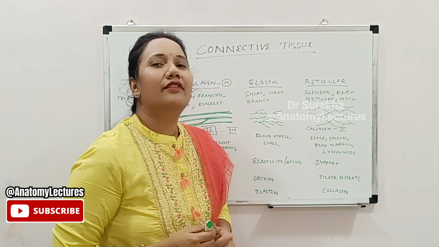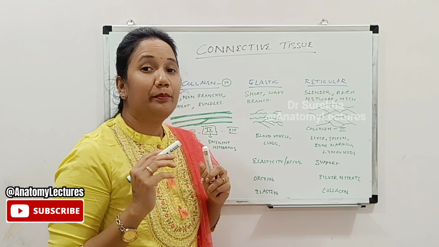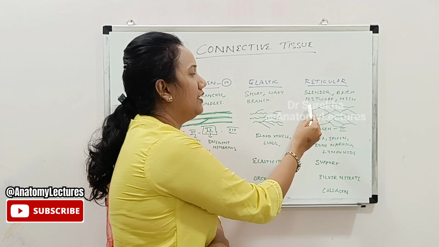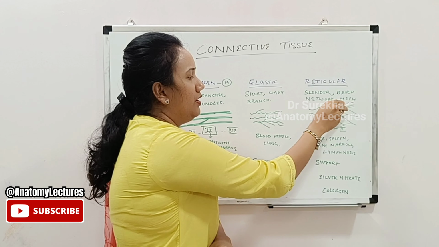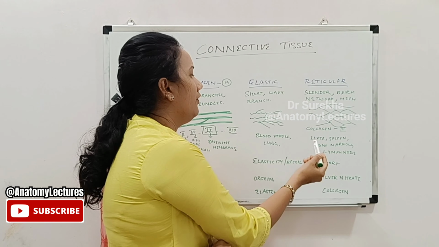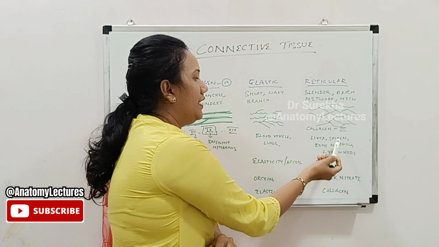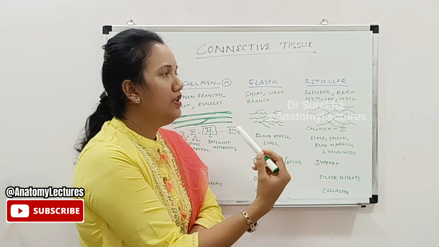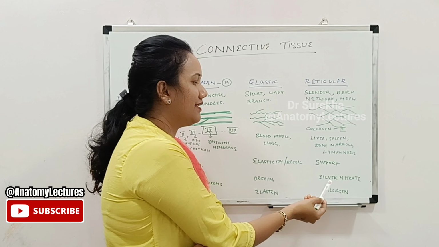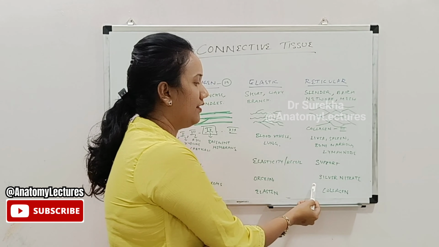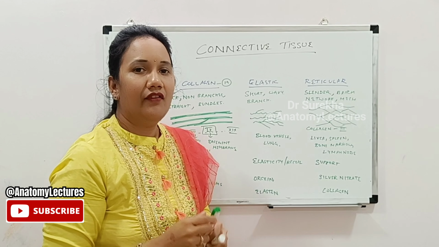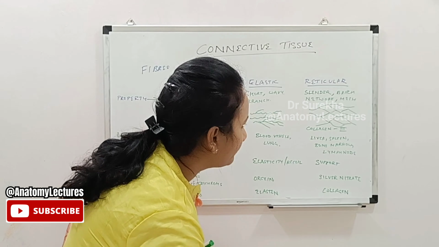Next, coming to the reticular fibers. These are type 3 collagen fibers. These are slender, they branch and they form a network or mesh, to provide the skeletal framework for the viscera like liver, spleen, bone marrow and lymph node. So the main function is to provide support. And the special stain which we use to stain these reticular fibers is silver nitrate. So this is about the fibers in detail.